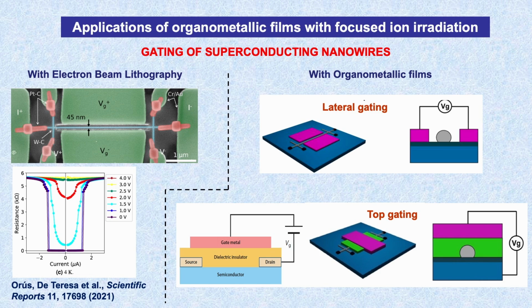And the last application I want to discuss is the gating of superconducting nanowires. So superconducting nanowires are being studied for high-frequency electronics. And if you use conventional electron beam lithography, you can prepare this kind of structure. Here in blue is a superconducting nanowire, and here you have two gate contacts produced by electron beam lithography.